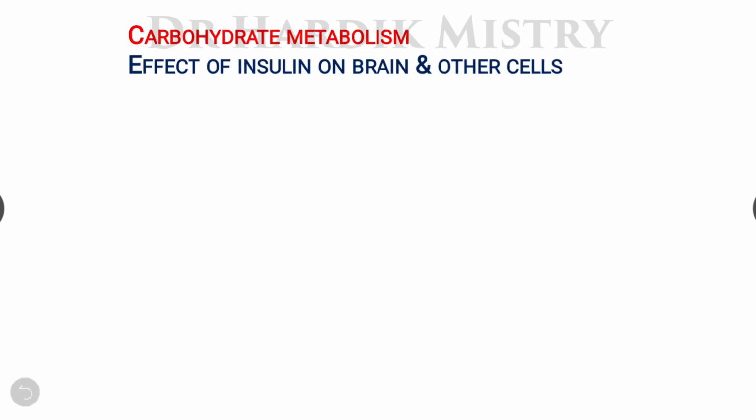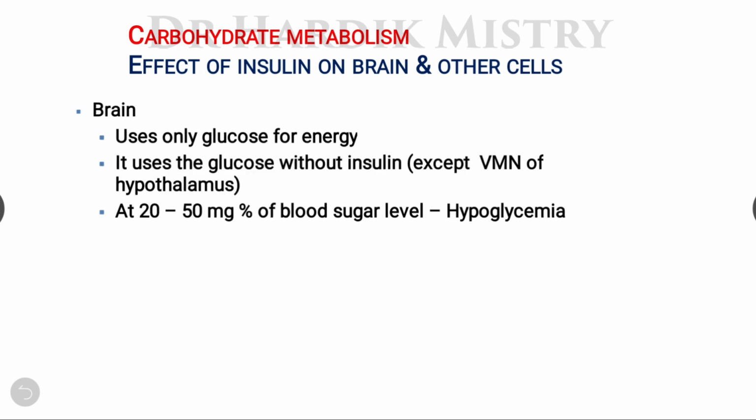Carbohydrate metabolism: effect of insulin on brain and other cells. The brain uses only glucose for energy. The neurons or brain tissues use glucose without insulin, except the ventromedial nuclei of the hypothalamus. At a blood sugar level of 20 to 50 milligram percent, the condition is known as hypoglycemia.